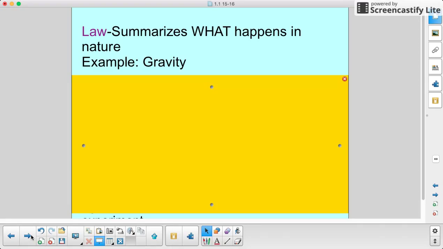Earlier last week, we talked about the difference between a law and a theory, and we agreed that our class definition for a law is a statement that summarizes what happens in nature. What is the key word? The example we used is the law of gravity.